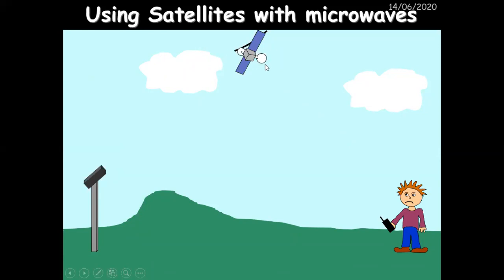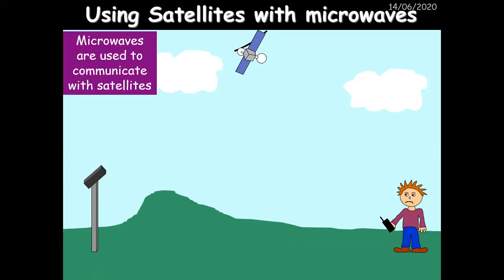What do satellite dishes do? They're amazing because they can absorb waves. They can take waves in. They can also reflect waves. So this signal is sent to the satellite dish and then it's reflected back to your phone.